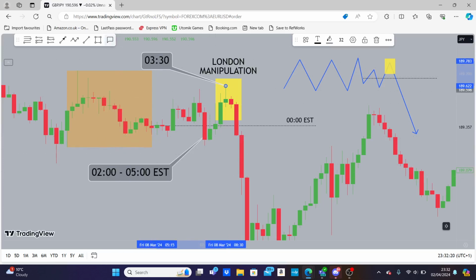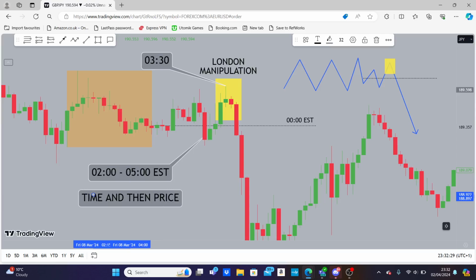Because remember, ICT is very simply time before price. It's not price then time, it's time and then price. So when people hear that, they often say, oh, time and price. But time and price means you're looking for a certain session to sweep a certain pool or a certain data point of liquidity prior to your entry.